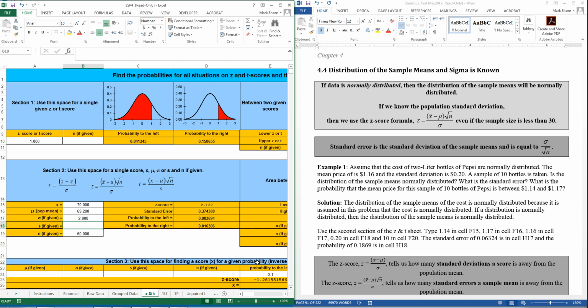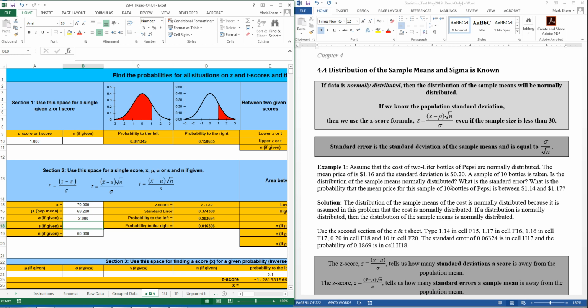So anyway, going to this first problem here. It says, assume that the cost of 2-liter bottles of Pepsi are normally distributed. The mean price is $1.16 and the standard deviation is 20 cents. A sample of 10 bottles is taken, and the first question is, is the distribution of the sample means normally distributed?